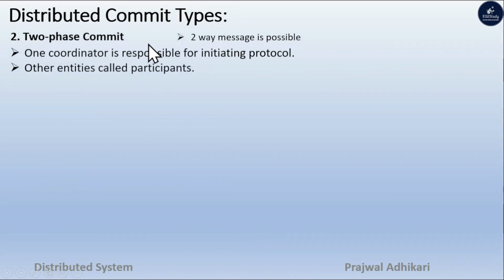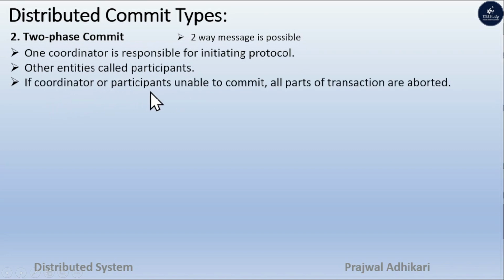Two-phase commit protocol. In a two-phase commit, two-way message is possible. One coordinator is responsible for initiating the protocol. Other entities are called participants. If the coordinator or participants are unable to commit, all parts of the transaction are aborted. Steps of the two-phase commit protocol.